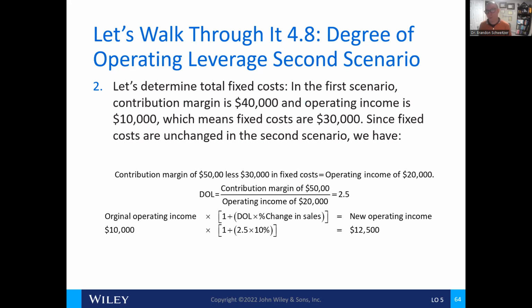If the total fixed costs were to change, in this example going up, and all else in this situation remains unchanged, that will give us a new degree of operating leverage. Contribution margin divided by operating income gives us 2.5. 2.5 plugged into that formula reduces our new operating income to 12,500.